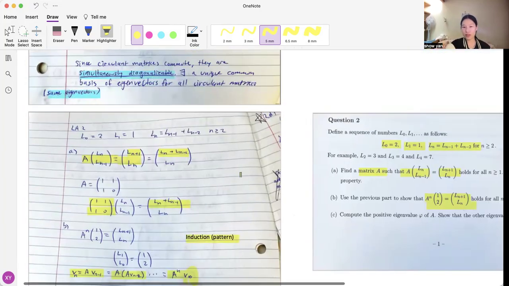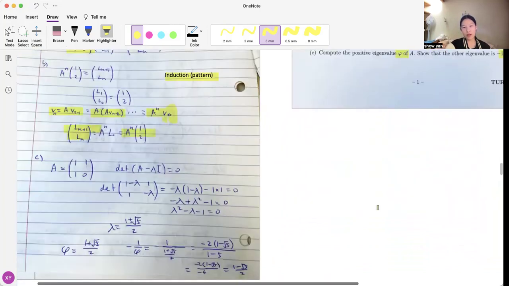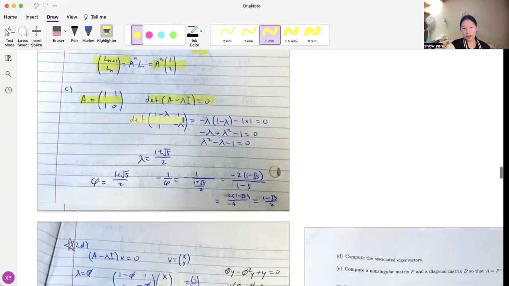Okay, let's go to question C. Compute the positive eigenvalue of A. Show that the other eigenvalue is this. Okay, so the golden ratio shows up. Awesome. So we have our A, pretty straightforward. Eigenvalues are pretty standardized at this point. Determinant of A minus lambda I, plug this in, get our characteristic equation. We find that it's 1 plus or minus square root of 5, divided by 2.